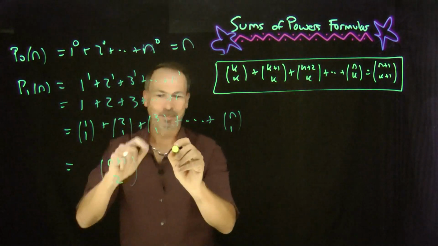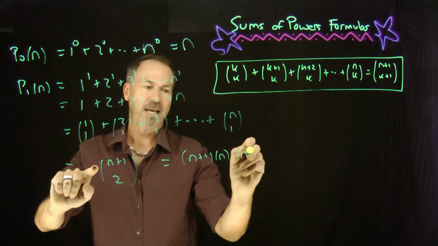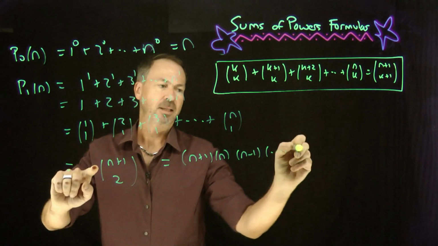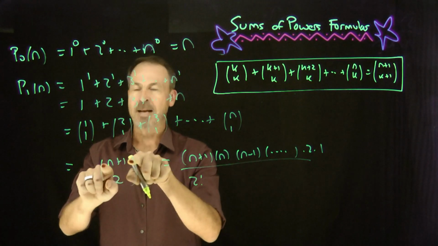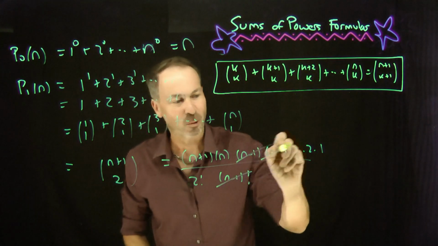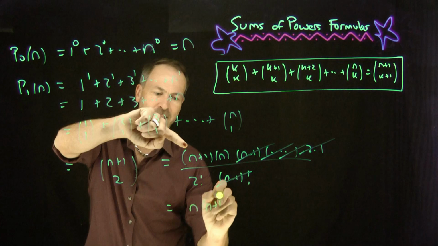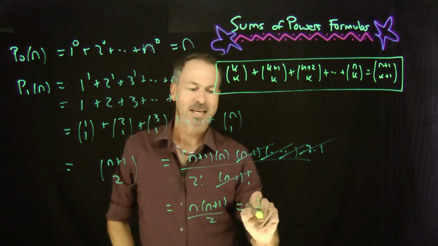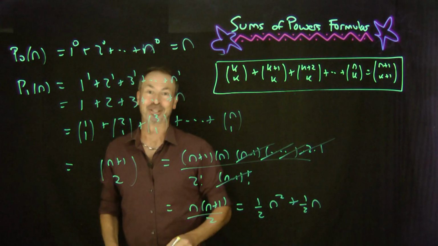Great. And let me just spell it all out. This is (n plus 1) times n times all the way down to times 2 times 1, all over 2 factorial times the difference. N plus 1 take away 2 is n minus 1 factorial, which is great because it cancels out all that stuff. Grand. And I'm left with n times (n plus 1) on the top divided by 2. Yes, that's what we had before. Beautiful. There it is, now finally established.